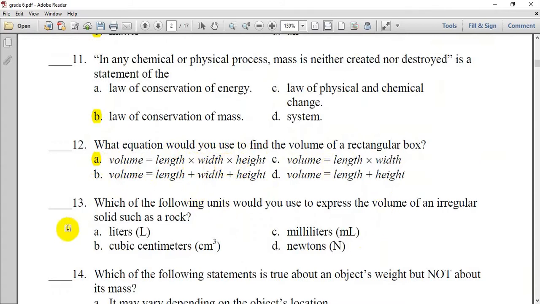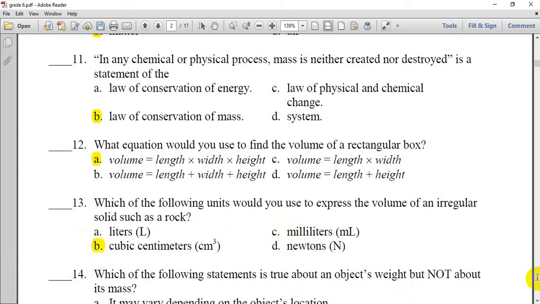Okay. So now question 13. Which of the following units would you use to express the volume of a regular solid? Which unit do we use to measure the volume of solids, like rocks? We have liters or milliliters or cubic centimeters or newtons. We use liters and milliliters for liquids, and newtons to measure weight, not volume. So the answer will be cubic centimeters. Any solid, we measure its volume in cubic centimeters.